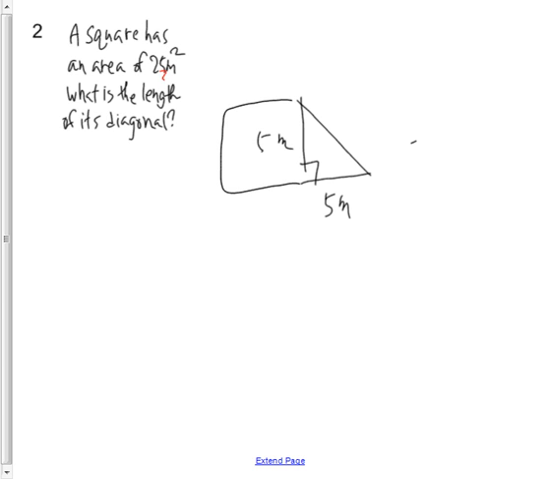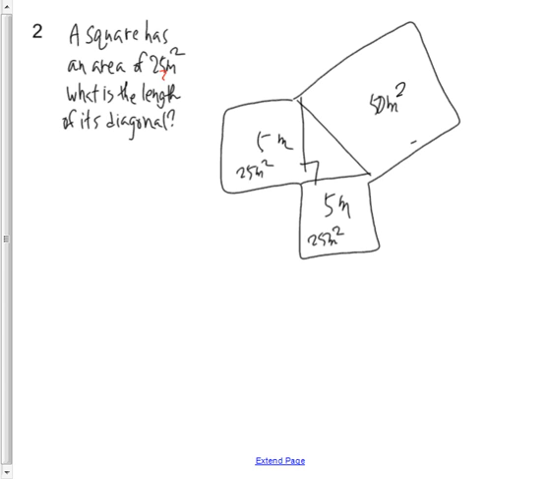So if I attach my squares to the legs of all three sides of the right triangle, this would have an area of 25 meters squared. This would have an area of 25 meters squared. And this would have an area of 50 meters squared. And we know that if the area of a square was 49 meters squared, the side length would be 7. So the exact measurement is the square root of 50, or approximately 7.1 meters. So the length of the diagonal would be 7.1 meters.